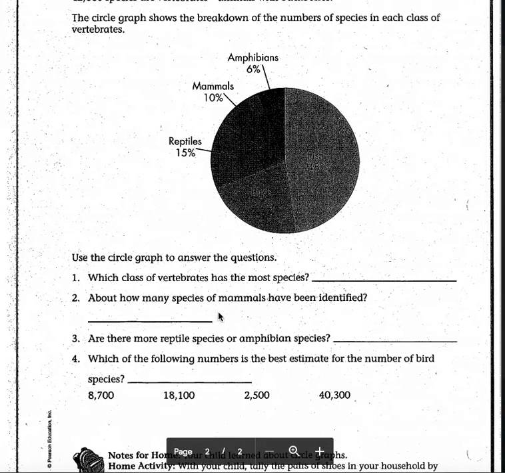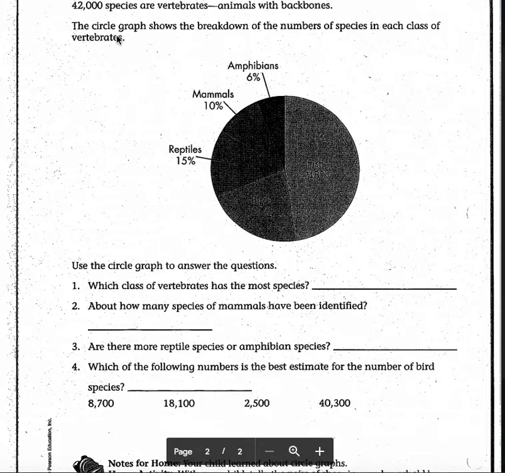Which of the following numbers is the best estimate for the number of bird species? So I take my percentage of birds and I multiply it by my 42,000. And when I do the math with that, guys, I just took the 2 and I multiplied it by 42 and I got 84. Gotta be this one. 8,700. So you can write that answer here, or you can just circle that number to get your answer.